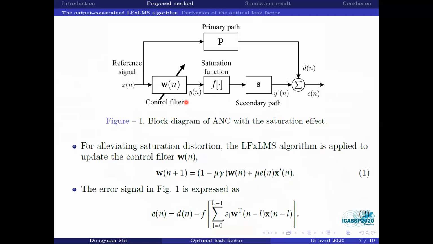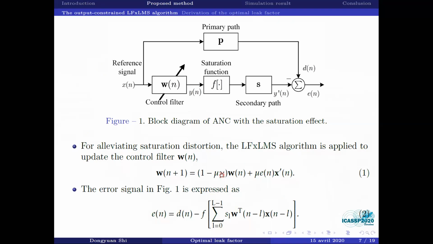To reduce the saturation distortion, the leaky FXMS algorithm is applied to update the control filter. As shown in equation 1, mu stands for the step size of the algorithm, and gamma denotes the leak factor, which decides how tightly the algorithm constrains the control filter. Then the output of the system is input to the saturation function, and the disturbance minus this result gives the error signal. These two equations describe the whole process of the leaky FXMS algorithm.